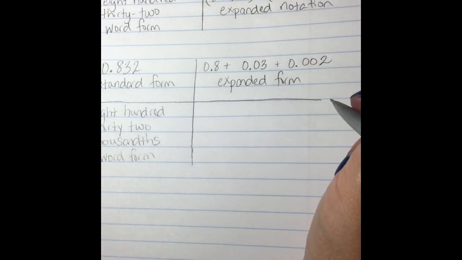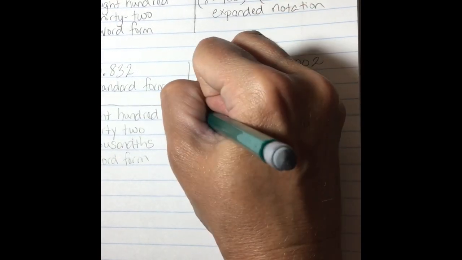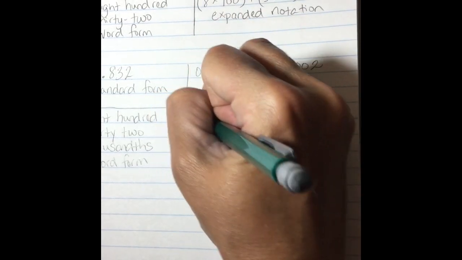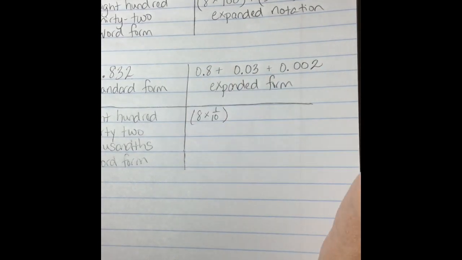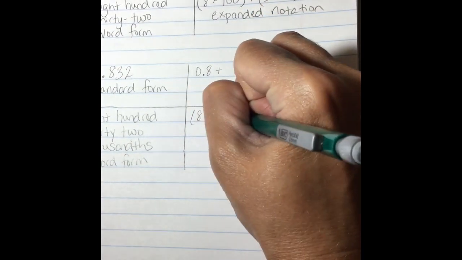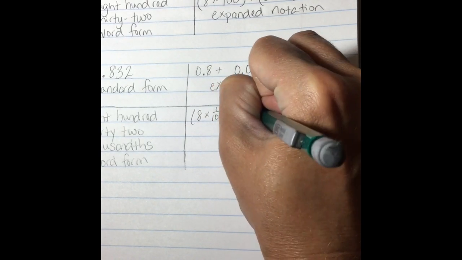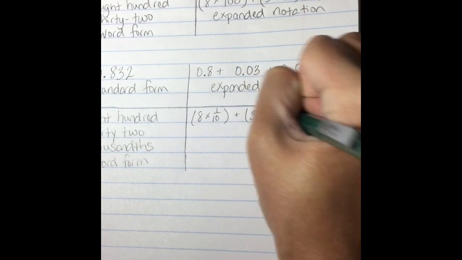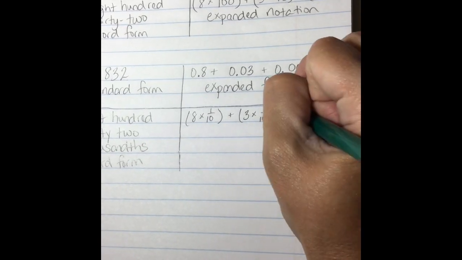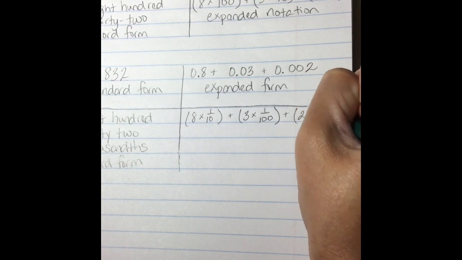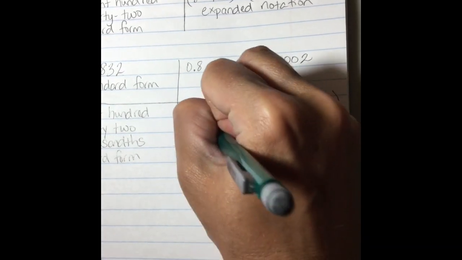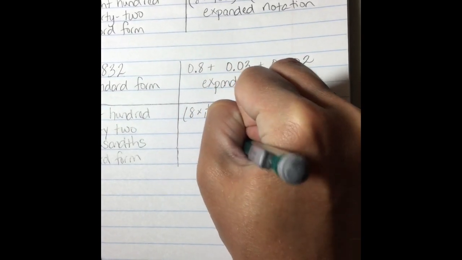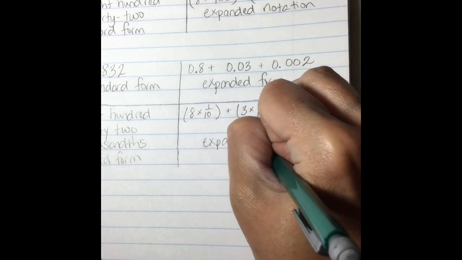And I can also do expanded notation. This 8 tenths is the same as 8 times 1 tenth. The 3 hundredths is the same as 3 times 1 hundredth. And the 2 thousandths is the same as 2 times 1 thousandth. So that would be expanded notation.